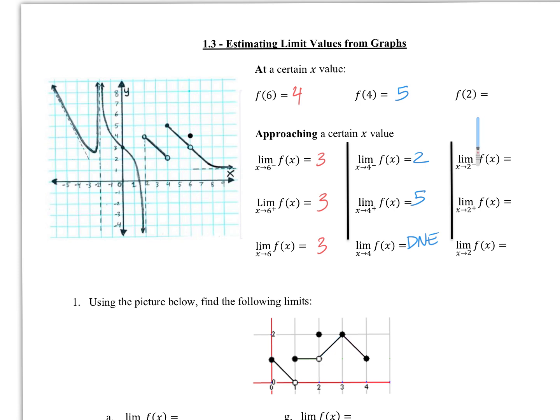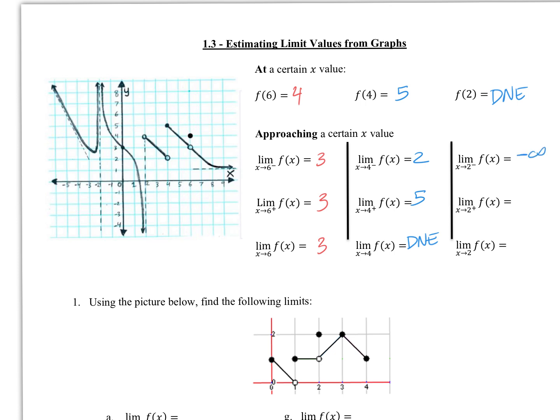Okay, last one. f of 2. Oh, this is funky. f of 2. Is there any closed circle at f of 2? No. So f of 2 does not exist. We don't have a point there. Let's approach 2 from the left side. Where's my lightsaber going? Down to negative infinity. Yep. So we got negative infinity there.